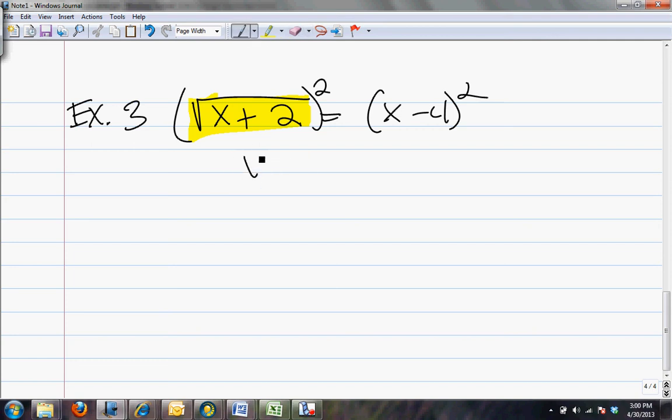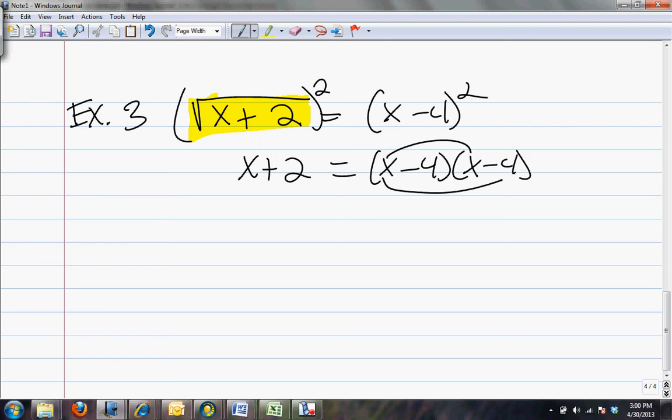Get rid of the radical. And then, don't kill a puppy here. Please don't say that this is x squared minus 16. It's not. This means x minus 4 times x minus 4, so don't be lazy. Foil it out. First, outside, inside, last. Pause, try the foil, then come back.